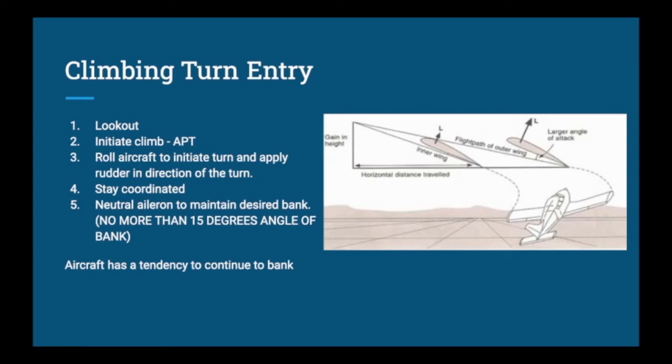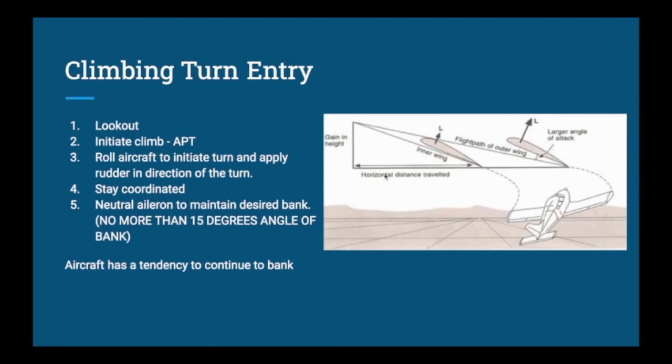In a climbing turn, the aircraft has a tendency to continue to bank or to overbank. And the reason for that is in a nose up banked attitude, the upgoing wing, or the wing on the outside of the turn, has a higher angle of attack. If it has a higher angle of attack, it's going to be producing more lift. So it wants to continue to lift that wing up. That's shown by this diagram here.